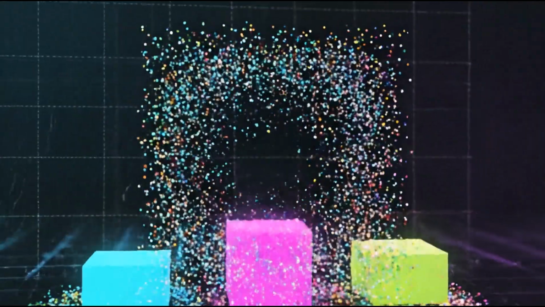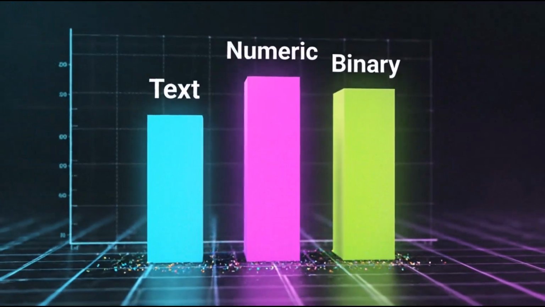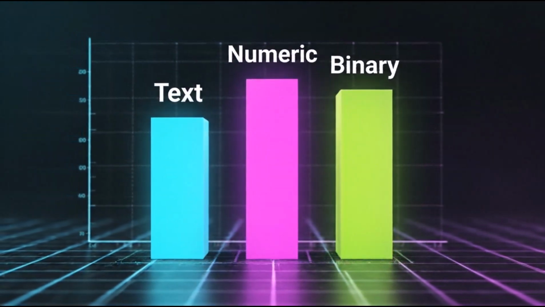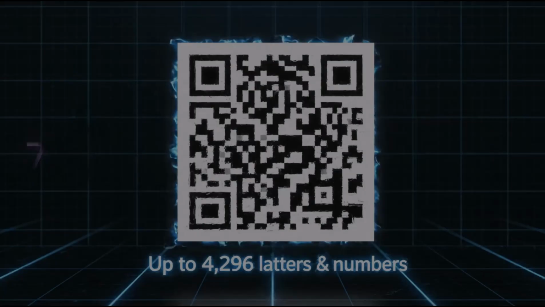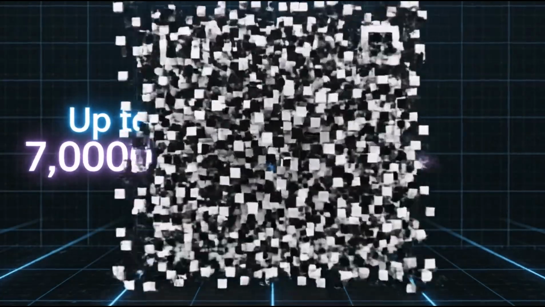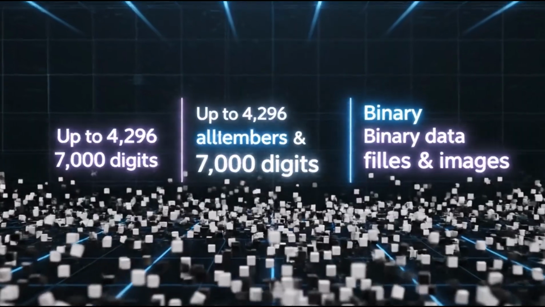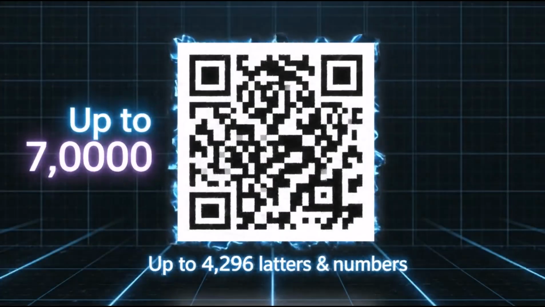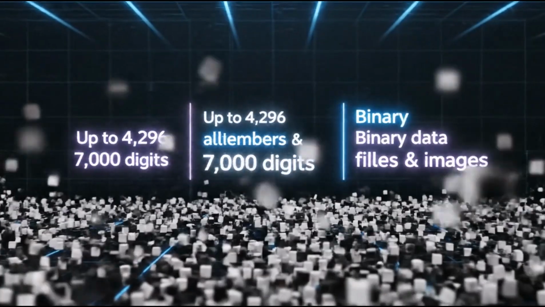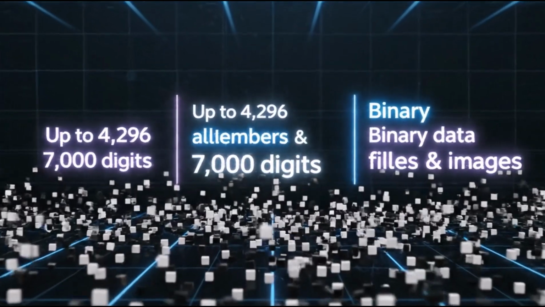So how much information can a QR code actually store? A lot more than most people think. A standard QR code can hold over 4,000 alphanumeric characters. It can store nearly 7,000 numerical digits. It can even store pieces of binary data, like small files or images, all of that inside a tiny square.